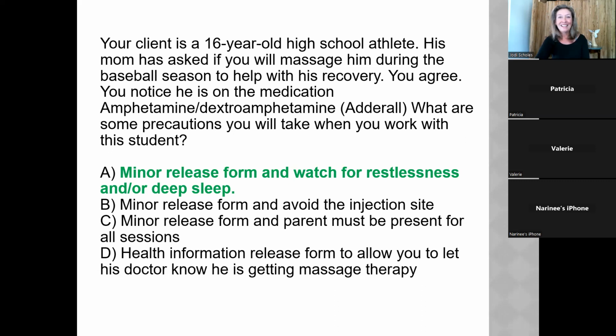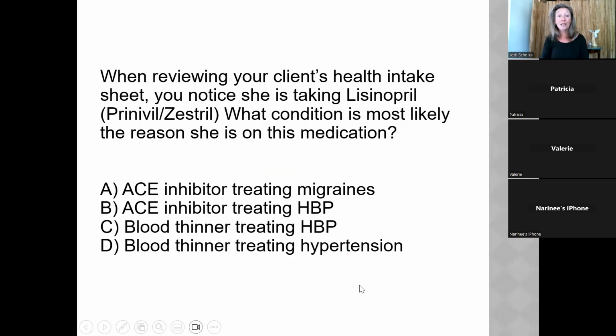Guess what, ladies and gents? That was the last question. Oh, it wasn't the last question. Oh, whoops, I thought it was the last question. Sorry. Okay. When reviewing your client's health intake sheet, you notice she's taking Lisinopril. What condition is most likely the reason she's on this medication?